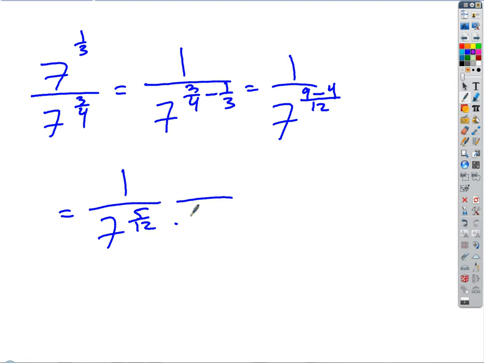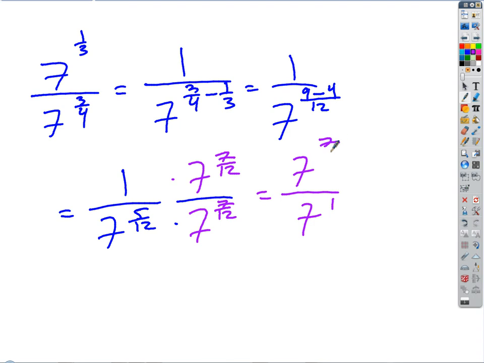So we need to multiply the bottom by 7 to just the right power to get 7 to the 1. If I multiply like bases, what do I do with the exponents? Add them. So what would I add to 5/12 to get 1? 7/12. I need to get 12/12, which is 1. So we're going to multiply the bottom by 7 to the 7/12. I've got to treat the top the same. So I'm going to multiply by 7 to the 7/12. And I end up then with, on the top, 7 to the 7/12 divided by 7 to the 1, which is just 7. So that's my answer.